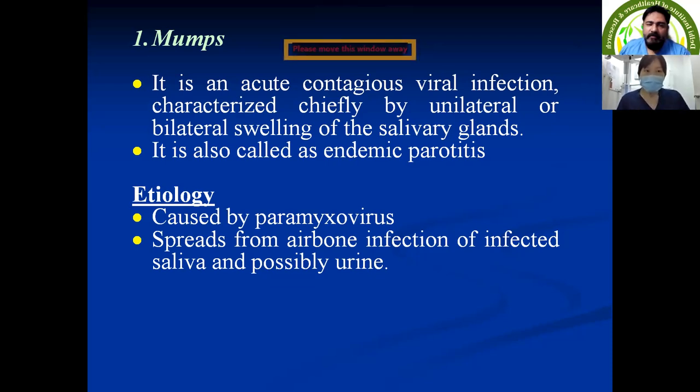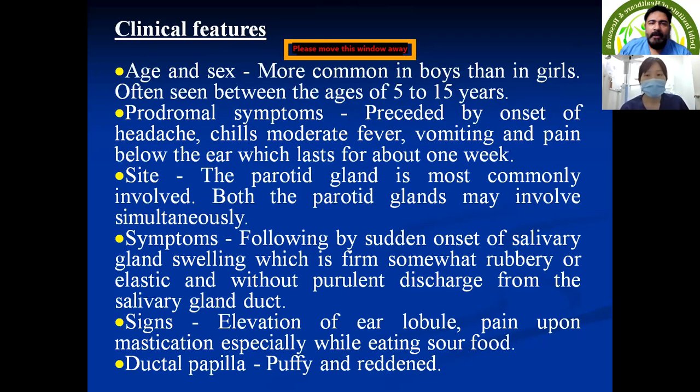Etiology: it is caused by paramyxovirus, spread from airborne infection, infected saliva and possibly sometimes urine. Clinical features: age and sex, more common in boys than girls, often seen between age of 5 to 15 years. Prodromal symptoms are preceded by onset of headaches, chills, moderate fever, vomiting, and pain below the ear, which lasts about 1 week. Site: the parotid gland is most commonly involved. Both parotid glands may be involved simultaneously.